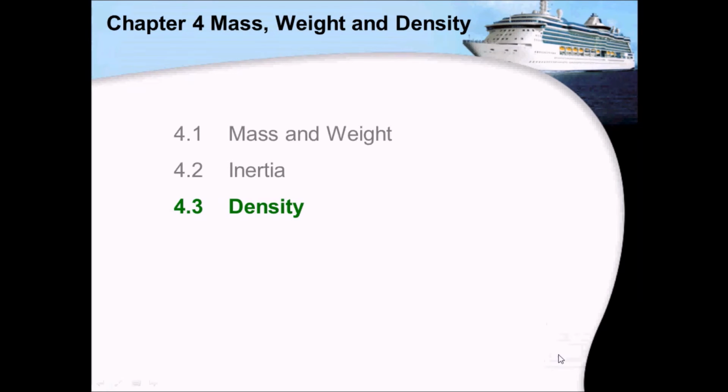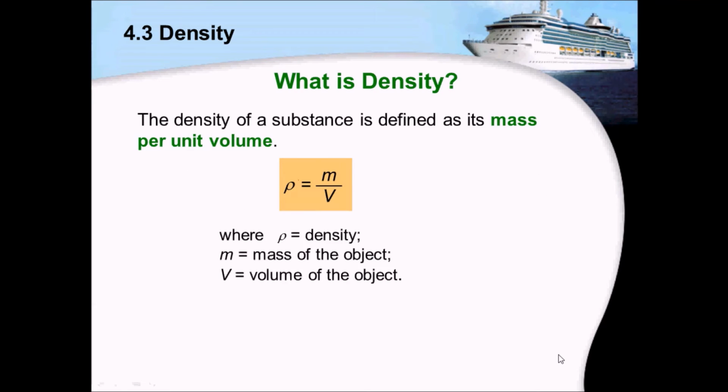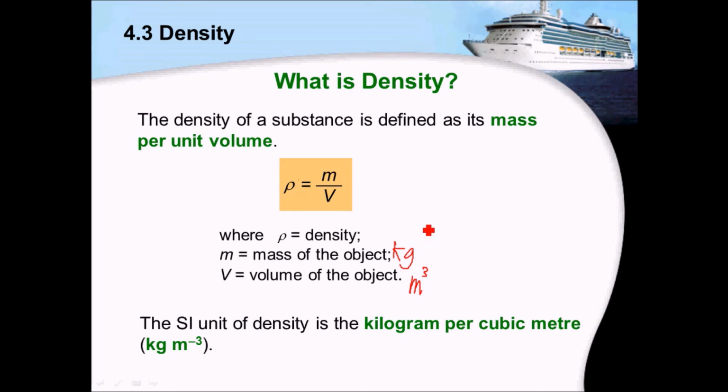Okay, so now we are at the last part of the lesson, which is on density. So what is the learning outcome for this part? Basically, we just have to recall and apply the formula of density, which is mass over volume, to solve problems. So let us look at the formula of density again. The density is defined as the mass per unit volume of a substance. So the symbol of density, which is rho, is given by mass over volume. So remember, mass must be in kilograms, while volume must be in meter cube. So that means that the SI unit for density will be kilogram per meter cube.